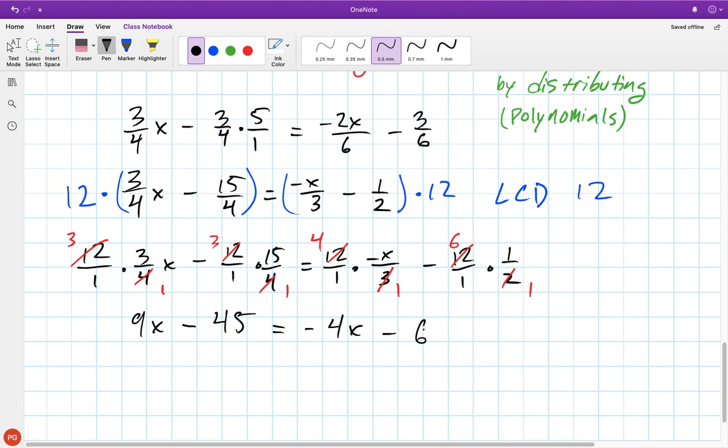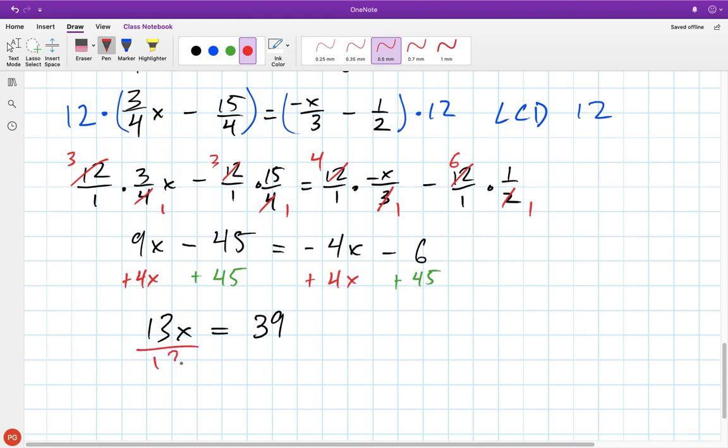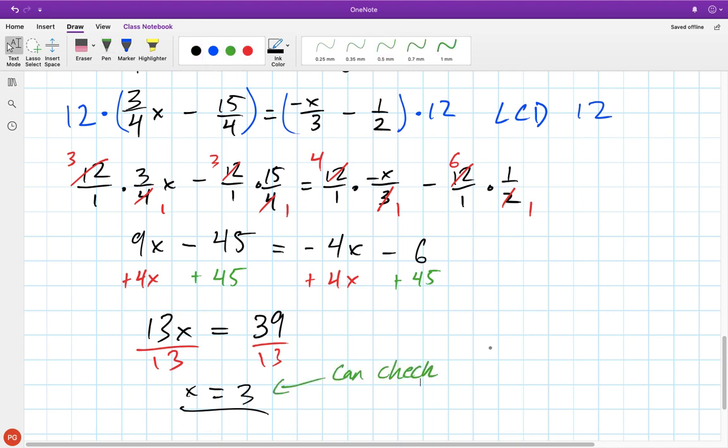Once we have this, again, we move all the x's to one side, all the numbers to the other, and we solve it. So adding 4x and 45 to both sides, we end up with 13x equals 39. Just like before, we want to divide by 13 to get rid of the 13 being multiplied by x. Opposite of multiplying by 13 is dividing by 13, and we get our answer of x equals 3. Just like before, you can check this. If it's a nice number like 3, it shouldn't be too bad to check, even if there are brackets and fractions. So I encourage you to try that for yourself.